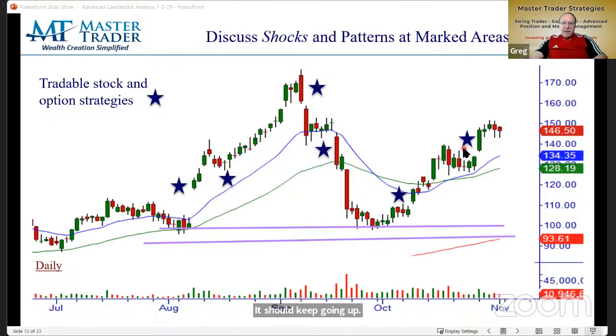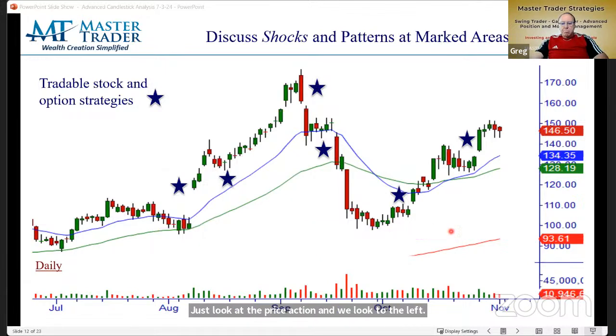No indicators. You don't need indicators. Gary Lynn, you're new here to us. We don't look at indicators. We just look at the price action and we look to the left because indicators just lead to confusion. All right.